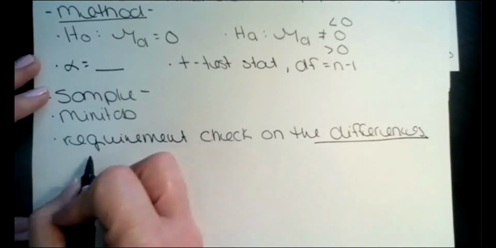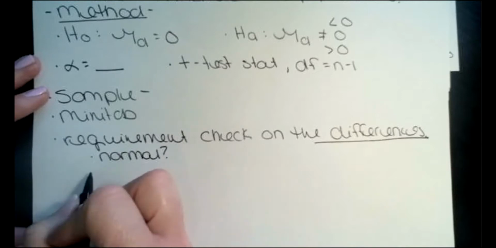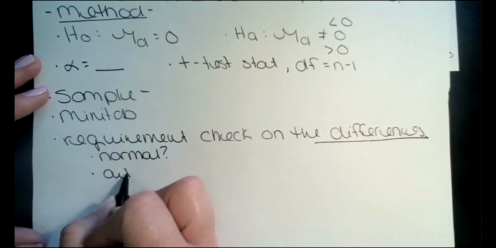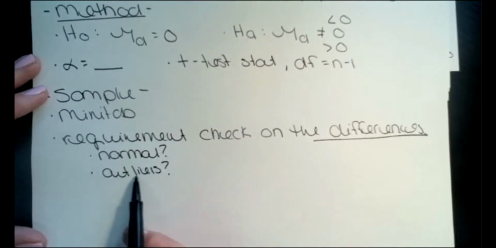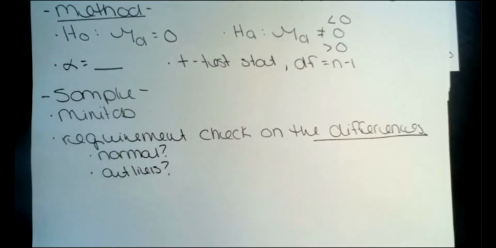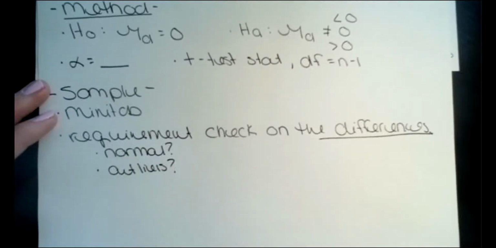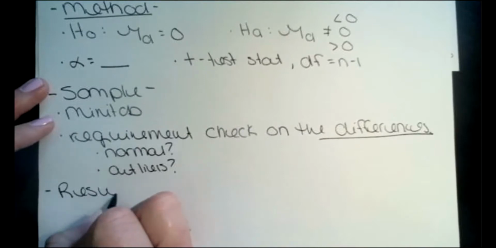Okay, so we're going to check for normality, and we're going to check for outliers. So last class, we had to do it twice for normality and twice for outliers, only once now for each, right? One normality check and one outlier check. And then you're just going to make a quick little statement, right? Nothing too crazy here.